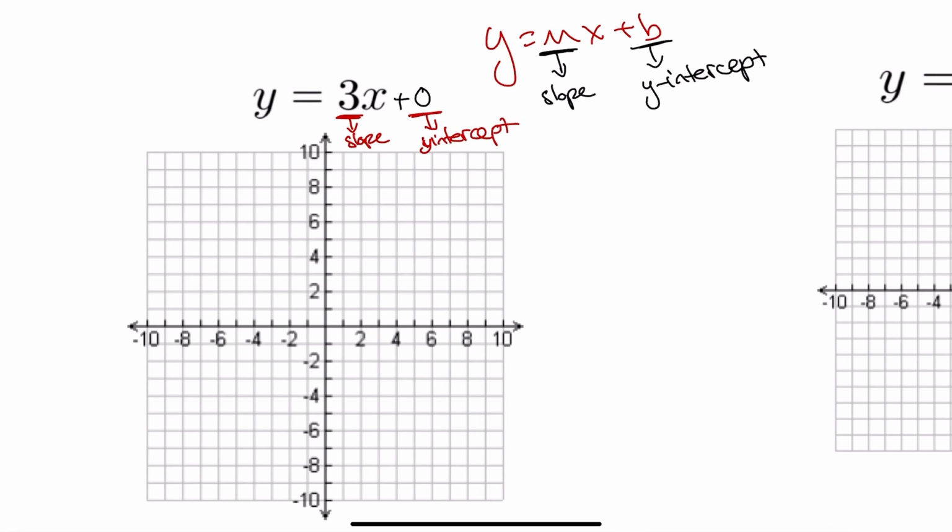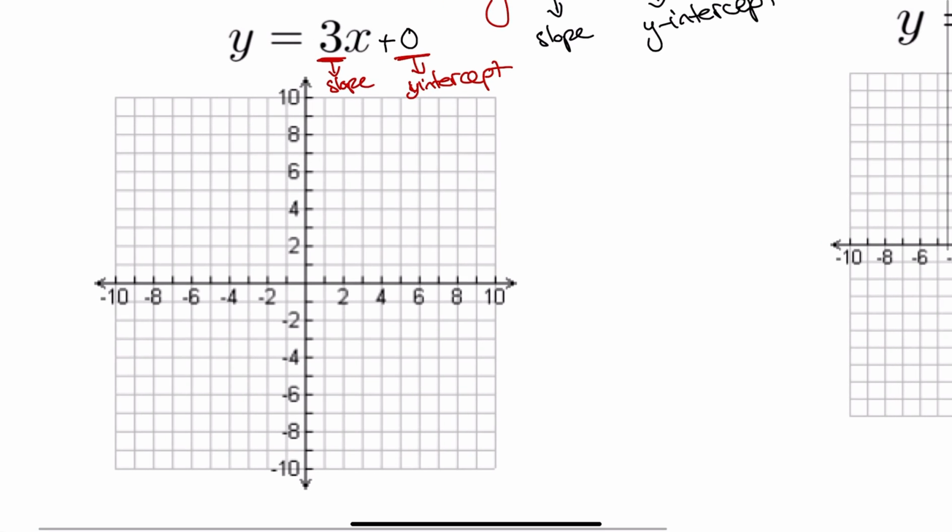Y-intercept. Gracious. All right, there we go. So that means our y-intercept point is going to be at 0, 0. Because our x value in our y-intercept point is always going to be 0.